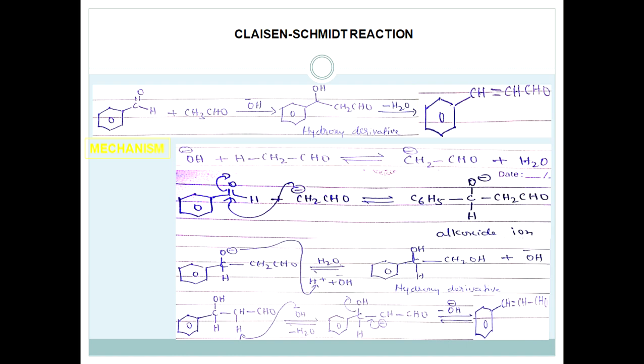After that, in the second step, the aromatic carbonyl compound having no alpha hydrogen atoms is attacked by the enolate, or carbanion, or nucleophile, to form the alkoxide ion. So in the second step, the alkoxide ion is obtained.